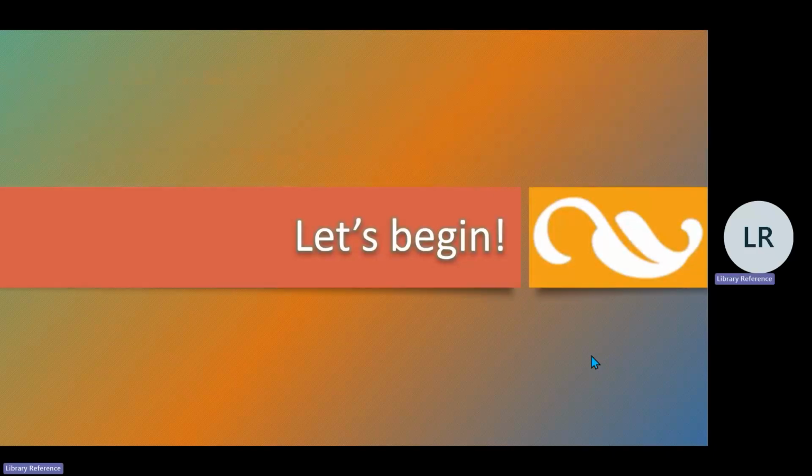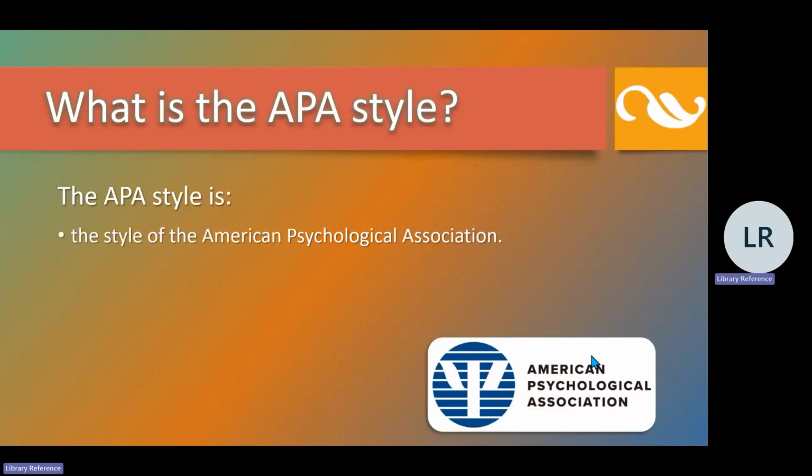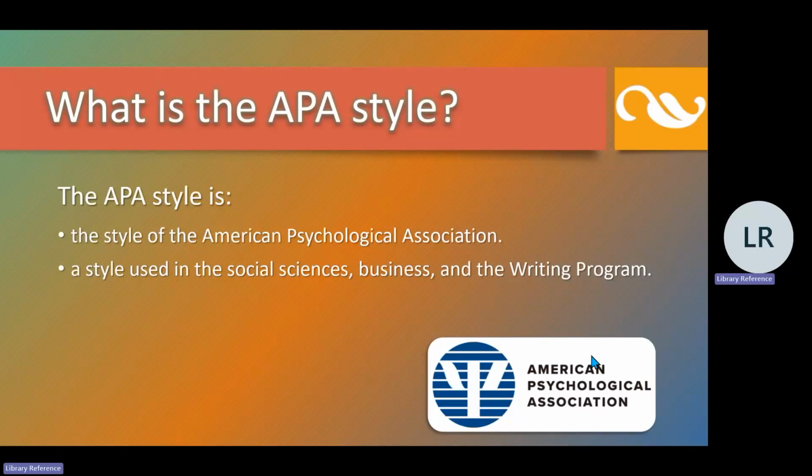So let's begin. I'm going to start by saying a few things about what the APA style actually is so that we make sure we're all on the same page about this. So the APA style is the referencing style of the American Psychological Association. This is what APA actually stands for. It is a style which is used in the social sciences and in business. Recently here at our college, we have started using the APA style in the writing program courses as well.